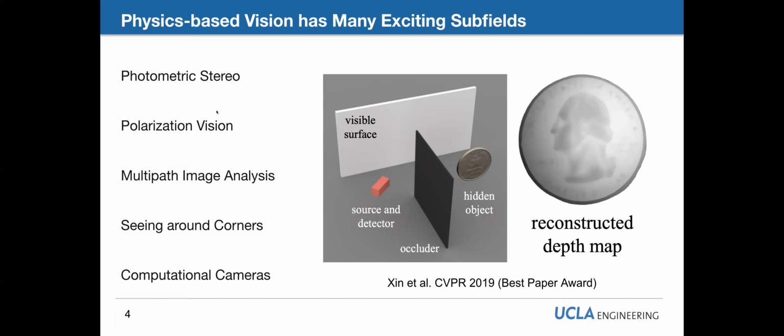So check out this example. You have this coin, a quarter, that's hidden from a source. And by analyzing the subtleties of the physics of this problem, one can recover the 3D geometry of the quarter to micron scale accuracy, even though it's not in the line of sight. These are very exciting problems, and we see dozens of papers on this at CVPR each year.